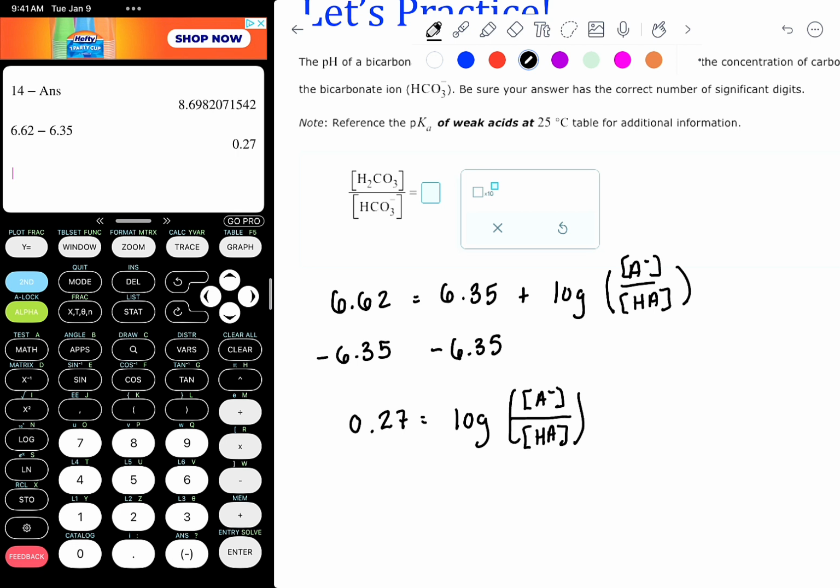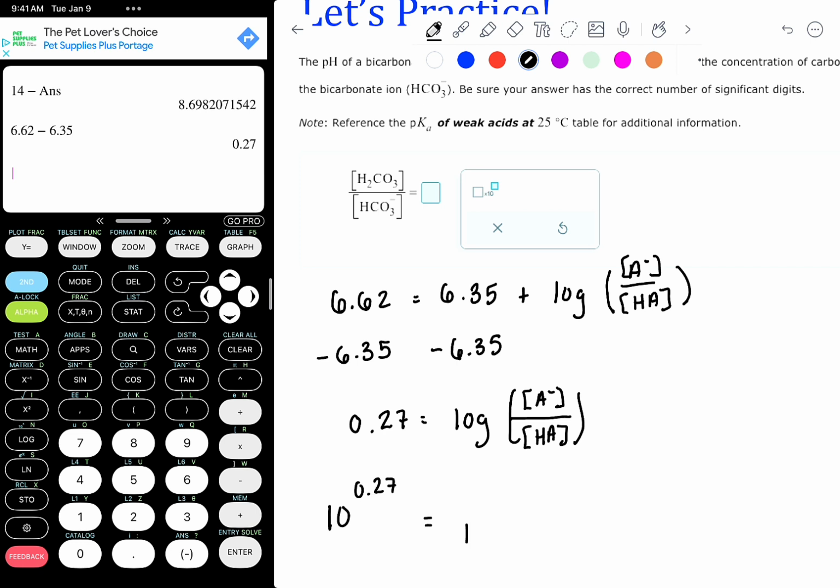So in order to get rid of a log, we have to do 10 raised to the, just like we saw when we calculate pH or pKa from H plus concentrations, or if we're given the pH and the pKa and we want to get back to the H plus concentration. We have to reverse that log base 10. So in order to do that, we do 10 raised to that value. To get rid of the log here, I'm going to do 10 raised to the 0.27.